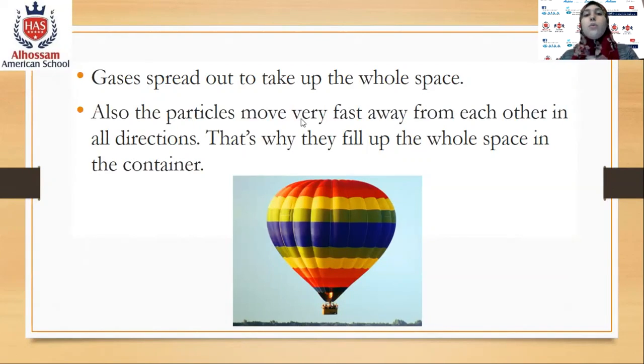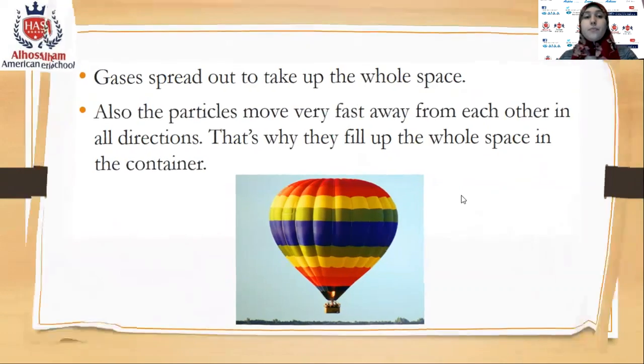Also, the particles move very fast. They move fast because they are not connected, they are not packed. Okay, so they move fast away from each other in all directions, one from there, one from here. Each particle moves in its own way and its own direction. Okay, that's why they fill the whole space in the container.